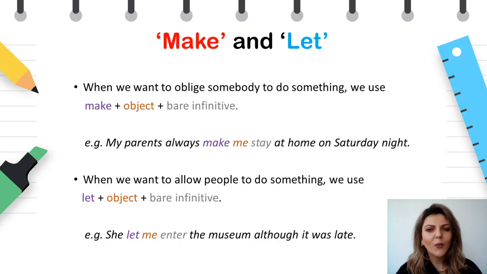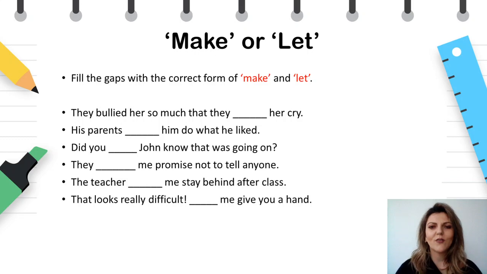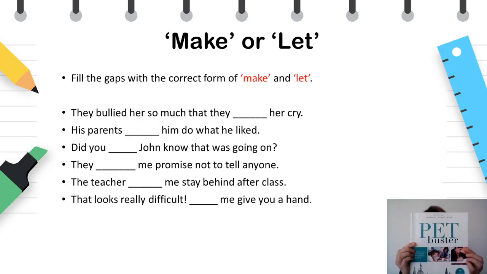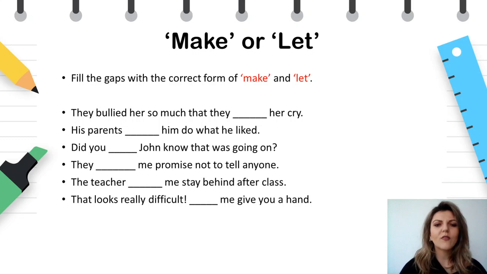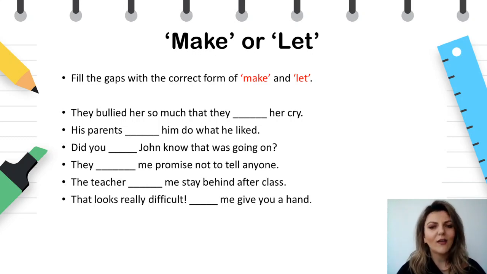In order to check whether you learned the difference between make and let, I have another exercise for you, which you can find in your book's Pet Buster for 9th graders on page 88. That is exercise 8. The exercise says, fill the gaps with the correct form of the verb make and let. Be careful, somewhere you need to change the form of the verb. That is, you need to change the tense of the verb used in the sentence.